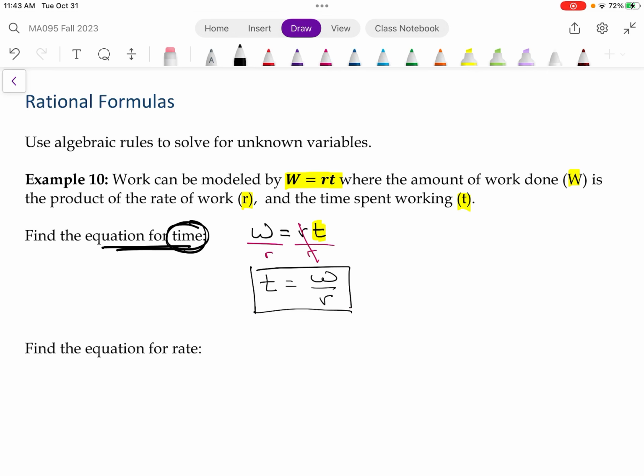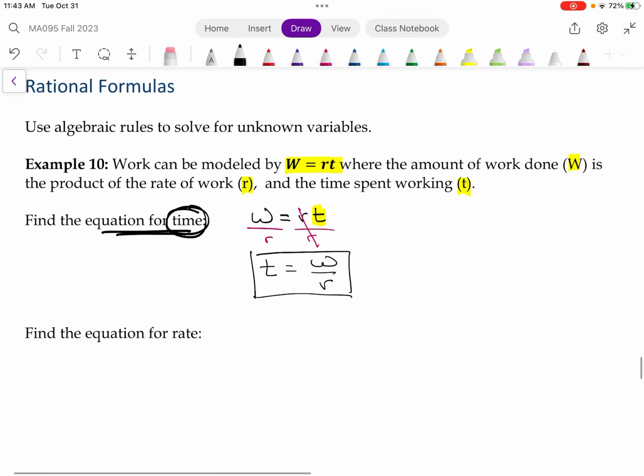So now you do the one for the rate. The product of the rate of work and the time spent needs to be rearranged. So we're looking for rate. So W equals R times T, and this time we are looking for R. So what you need to do is divide both sides by T. The T cancels, and we end up with R equals W over T.